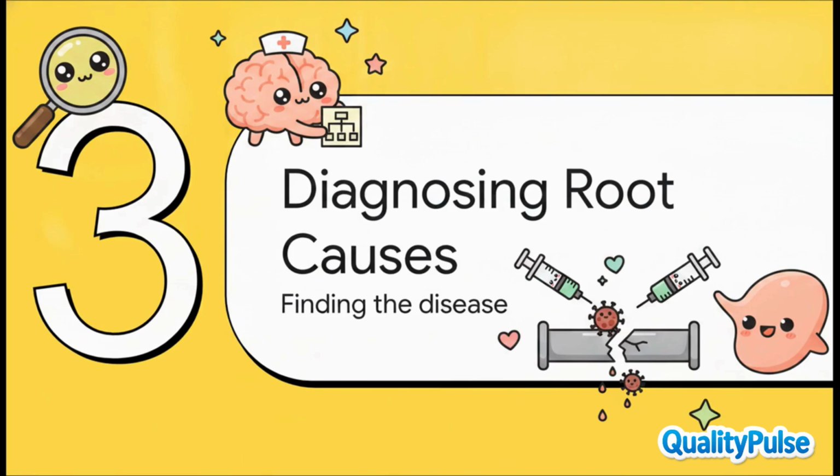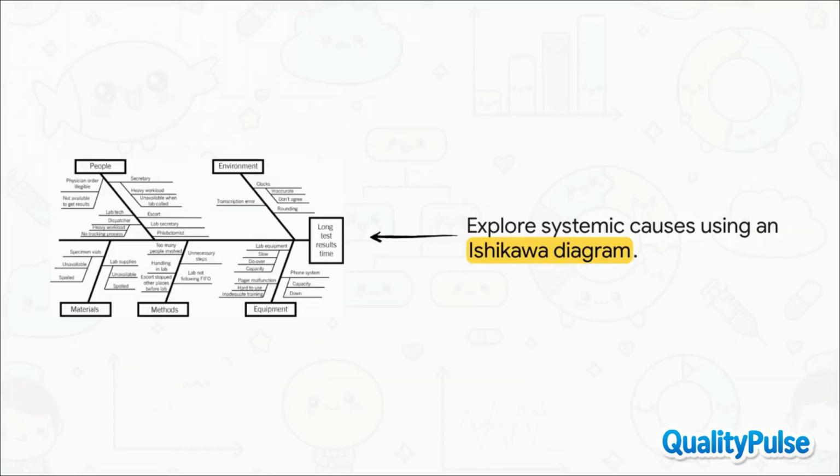Section 3. Diagnosing root causes. Okay, let's see how we build our understanding using an Ishikawa, or a fishbone diagram. Let's say the problem is a delay in antibiotic administration. We don't just blame the nurse. Instead, we look at the equipment. Was an IV pump even available?